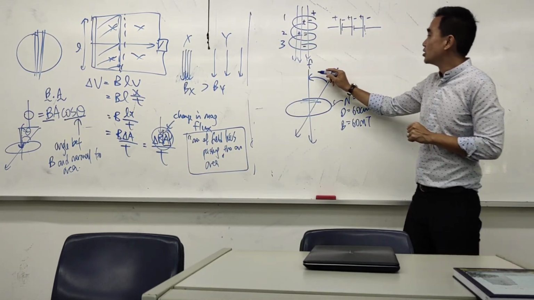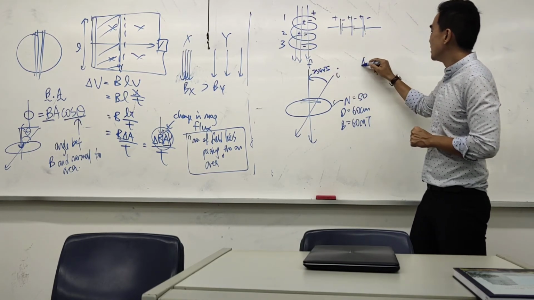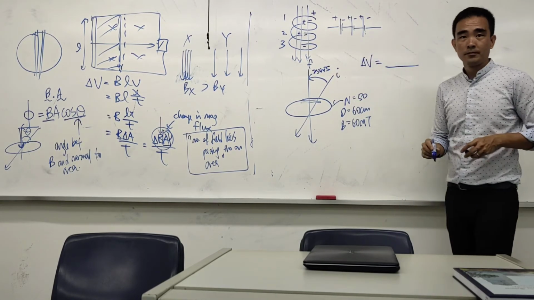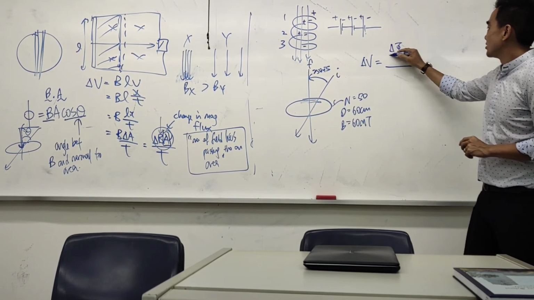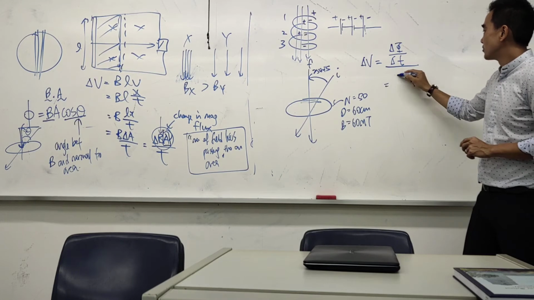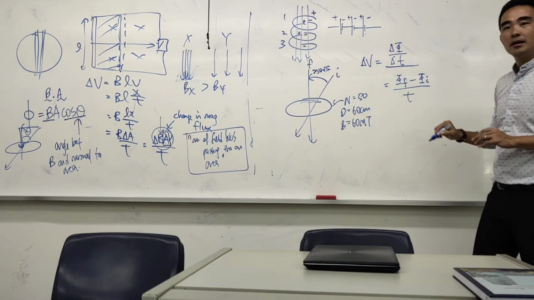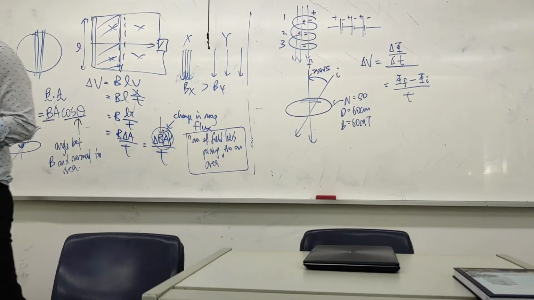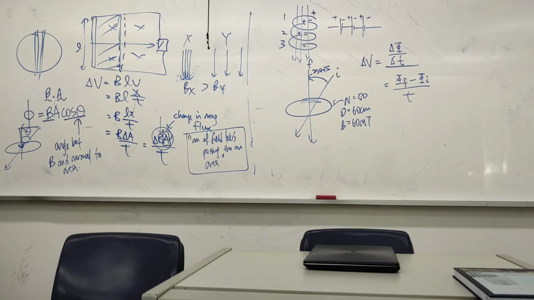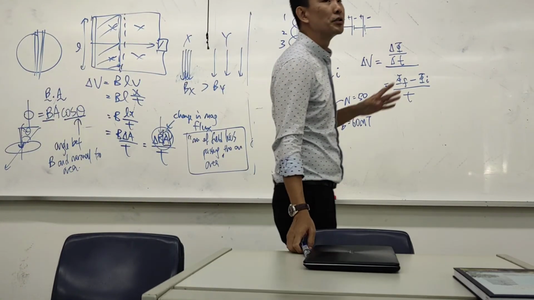Therefore, my question is, if the change is made in 250 milliseconds, I would like you to find the delta V induced. Let me give you some guidance. It is delta flux linkage over delta T, which equals flux linkage final minus flux linkage initial over T. Now you do the plugging in numbers. You need to operate this. B, A, N are all constant. It's just the theta that changes.